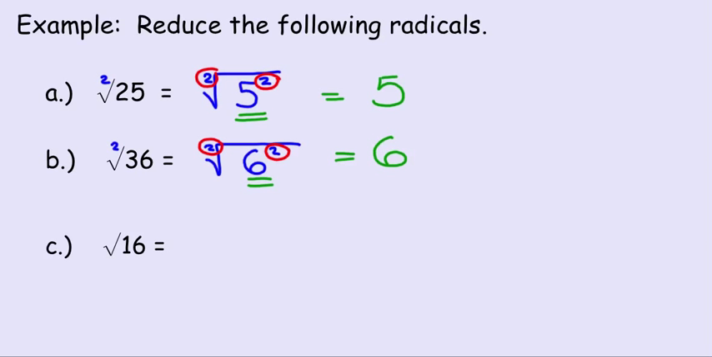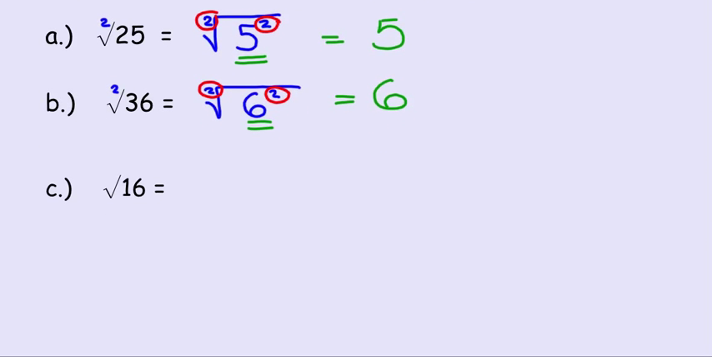Maybe you want to try example C on your own first. The index is 2. We say that's square root of 16. So you can break down 16 as 4 times 4, or 4 squared. Index and power match up, so we get an answer of 4. The square root of 16 is 4. All of these are perfects.